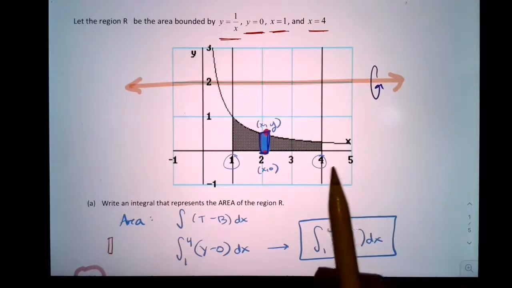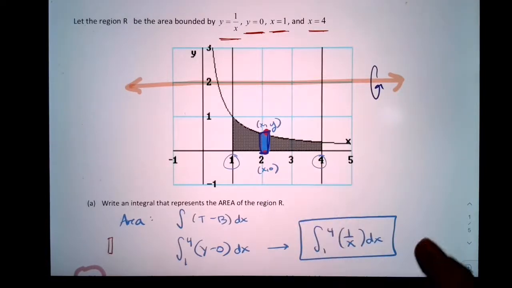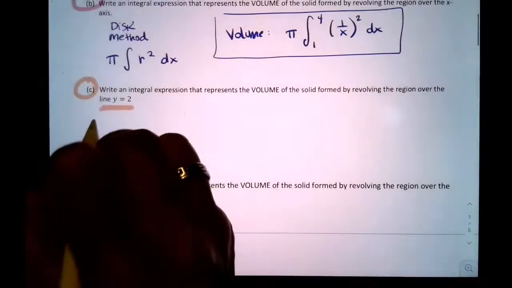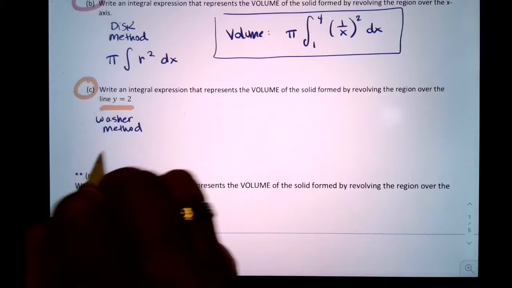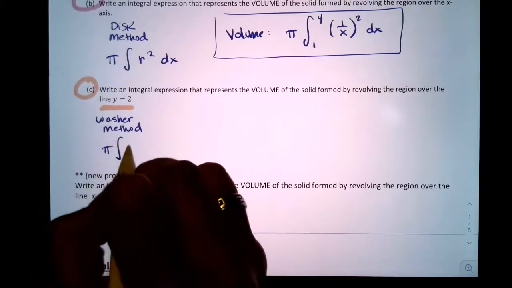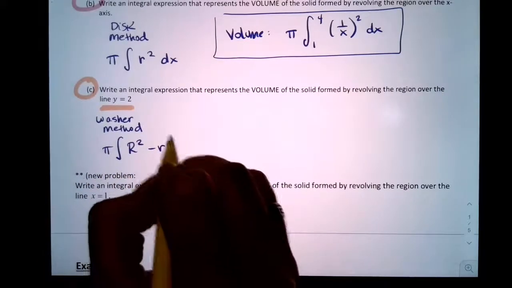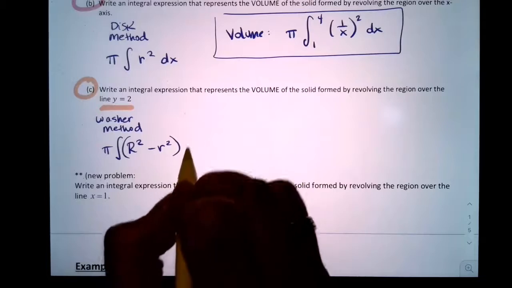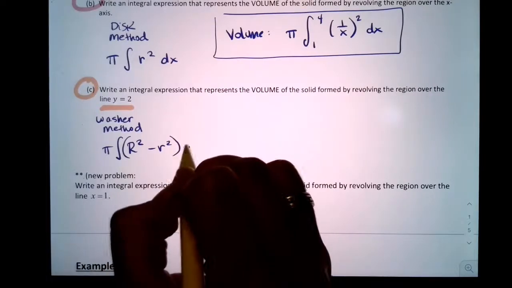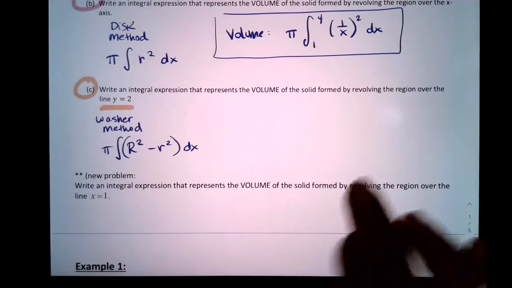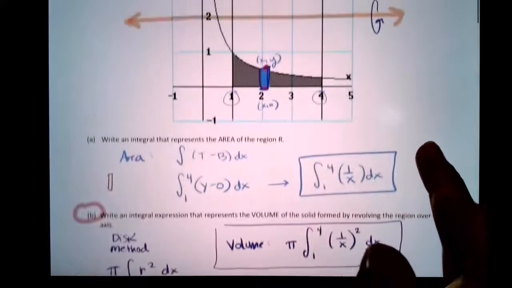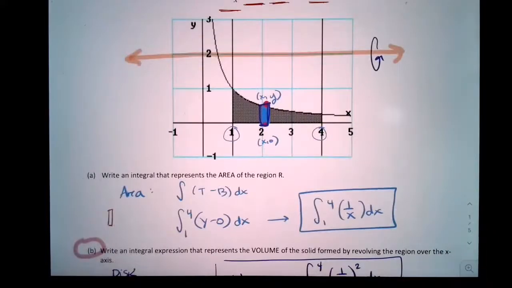So for the washer method, remember you need a cap R and a little r. Let's fly down here and write it out. So for washer method, that's where you have a pi on the outside, and it's the integral of cap r squared minus little r squared. Now again, this is drawn vertically for this particular problem, so that's why I'm going to have a dx. So my limits of integration, again, are going to be from 1 to 4. But let's address what cap r and little r are in this picture.